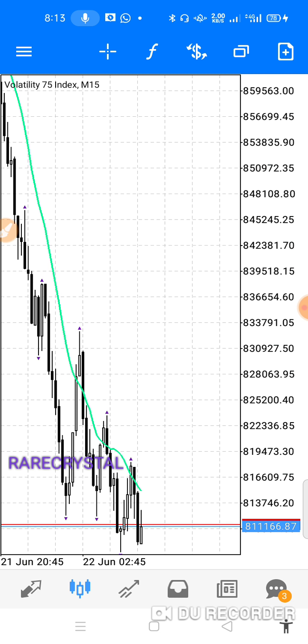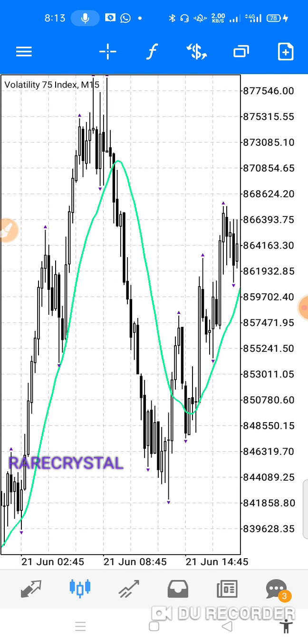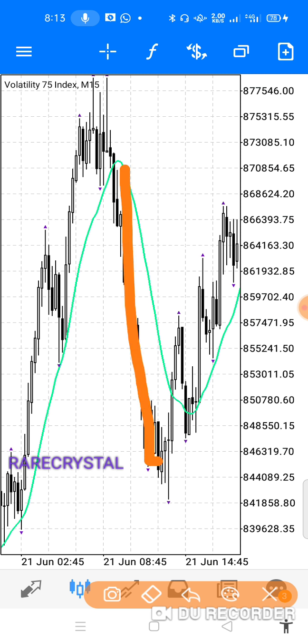Now what are the criteria to buy? Now for us to buy, the moving average must be below the candles. Now you can see the market coming down. Remember, we're talking about buy. You're expecting the market to go up.